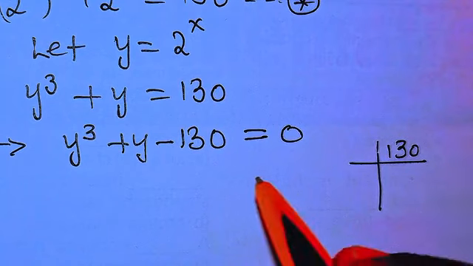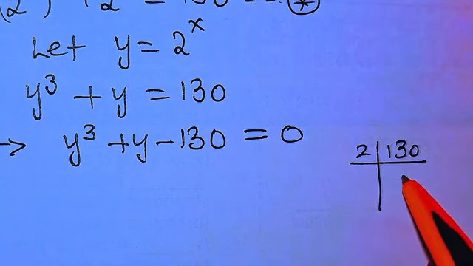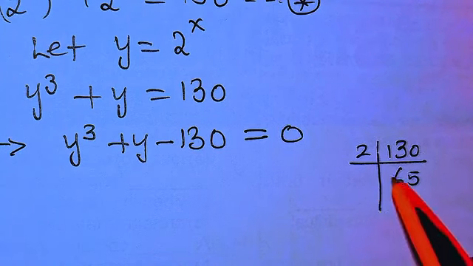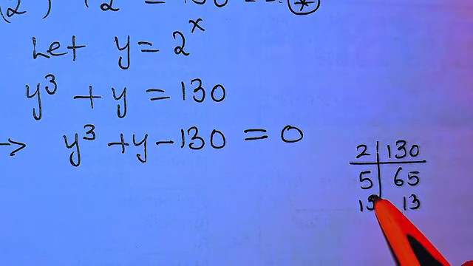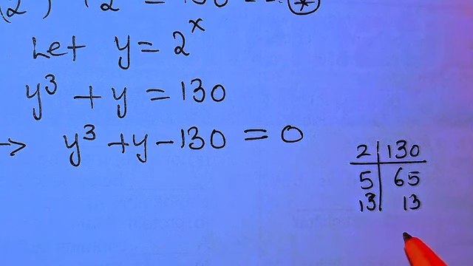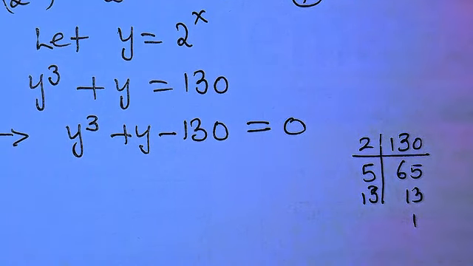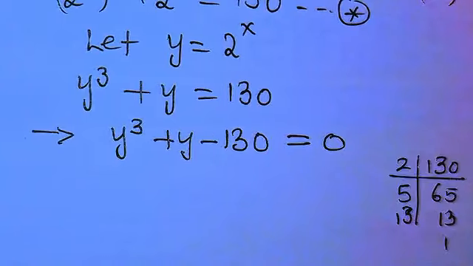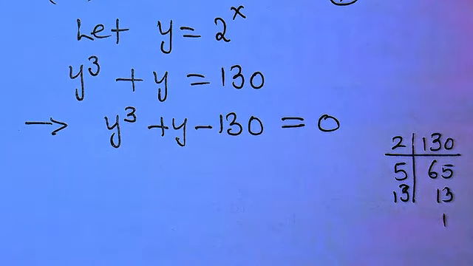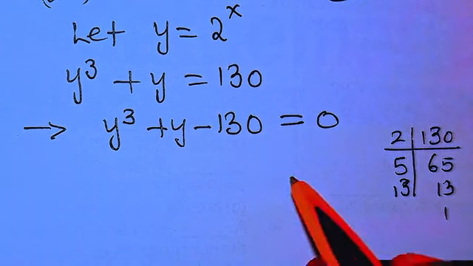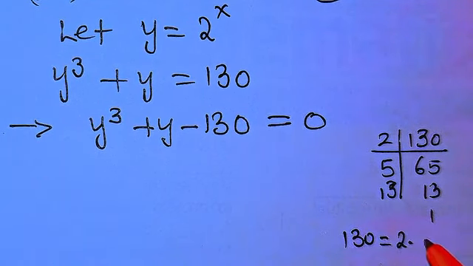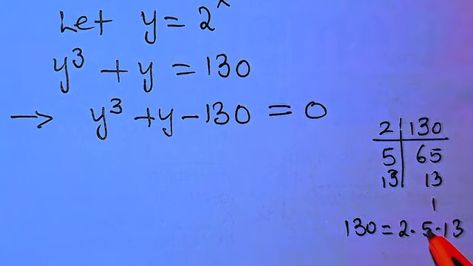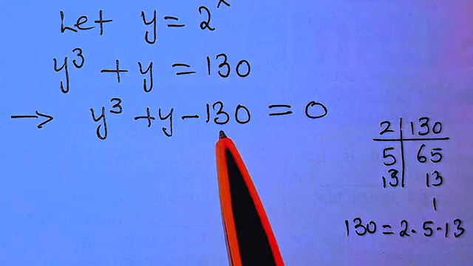Let's say we have 130. So this will be 2 in 130, we're going to have 65. Then here we have 5, then we are going to have 13, then 13. So if you multiply 2 times 5 times 13, we're going to have 130, right? So it means we have 130 to be 2 times 5 times 13, which are also factors of 130.